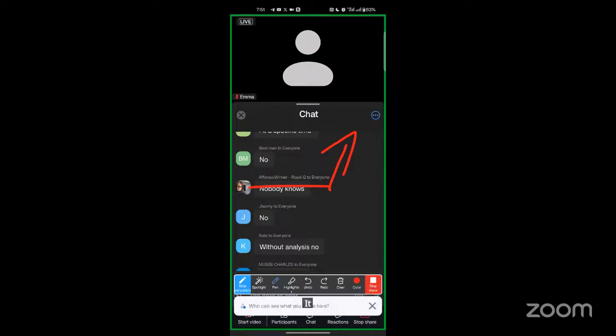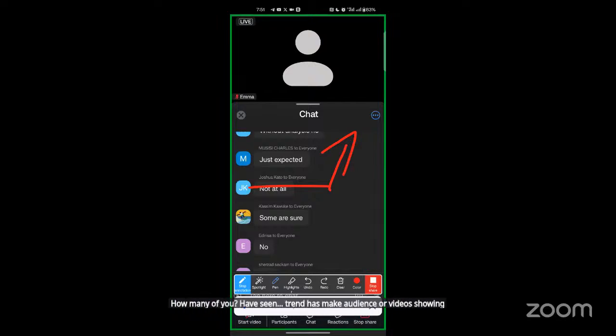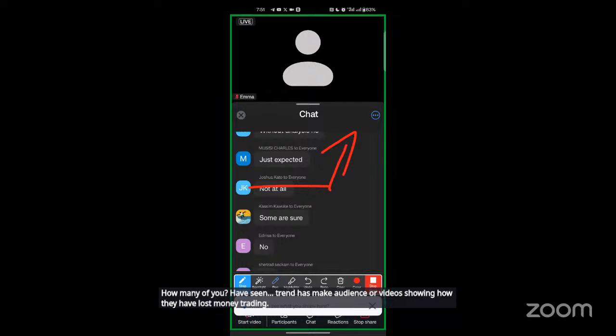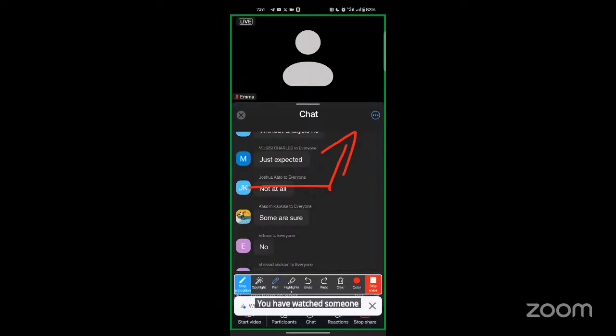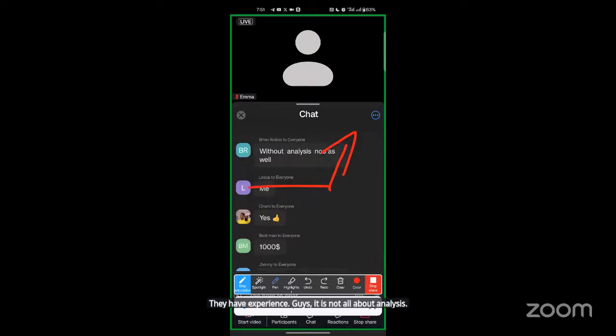Guys, let me tell you. How many of you have seen traders make audios or videos showing how they have lost money in trading? You have watched someone who says he's a very good trader, but at one point he says, I have lost money in trading. They have experience. Guys, it is not all about analysis, no matter how good you are at analysis.